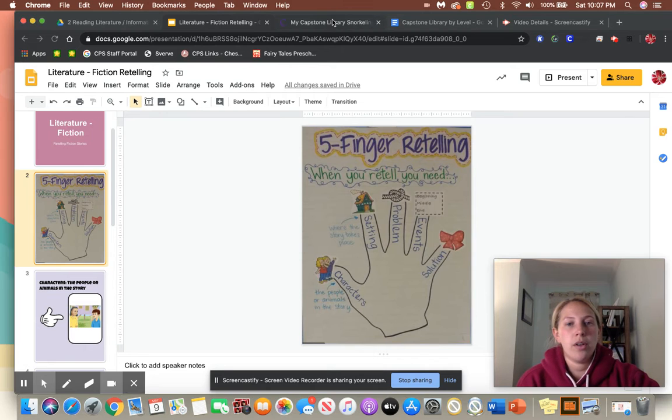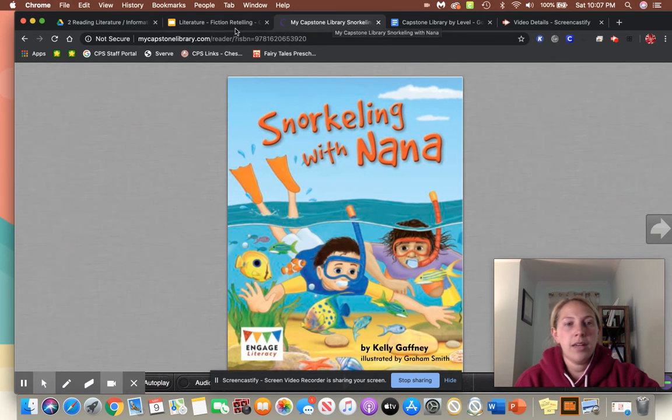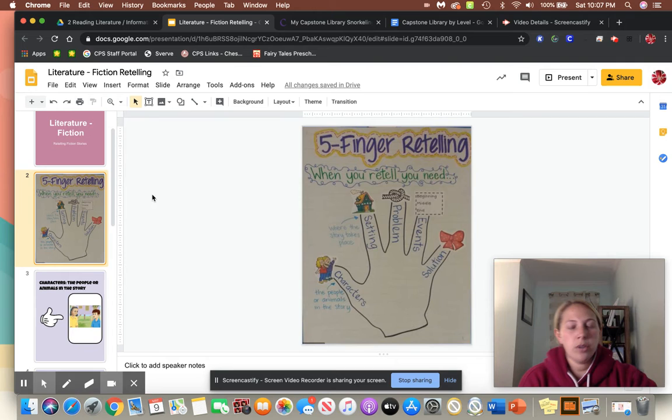It was called Snorkeling with Nana, and I was going ahead and putting some information into what would look like a retell. So we know when we're retelling, we have to talk about the characters, the setting, which we did yesterday, but also we have to talk about the problem and the events of the story. So what happens in the beginning, the middle, and then the end? And then how did they solve the problem?